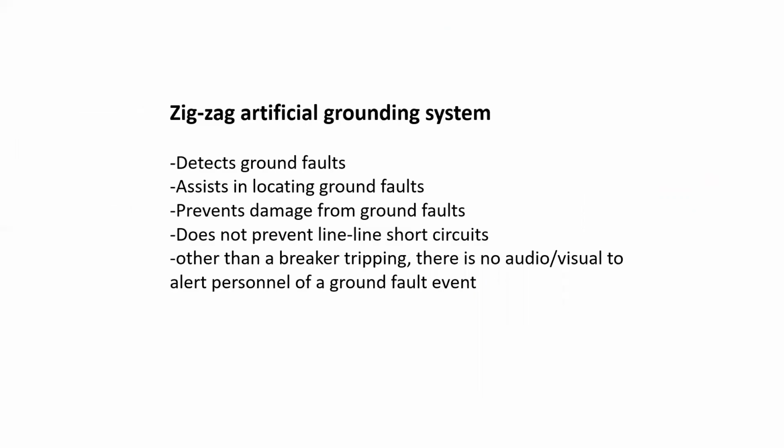So the zigzag artificial grounding system detects the ground faults, assists in locating ground faults, and prevents damage from ground faults. It does not prevent line-to-line short circuits, but really nothing does. And other than a breaker tripping, there's no audio-visual to alert personnel of a ground fault event. So that's seen as kind of a downside, right? We still don't know if this is happening.